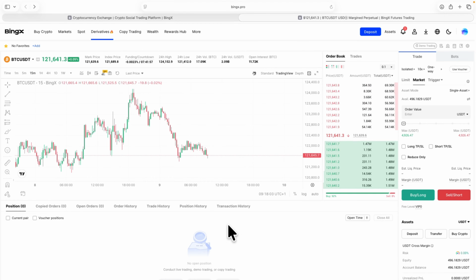Now, straight to the point. How do you set multiple take profits for your futures trades on BingX? Now, as you can see on the screen right here, I'm on the futures trading page on BingX. So I'll first go straight and take a trade. So I'll take a futures trade right now. Then I'll go ahead and set the multiple take profit.